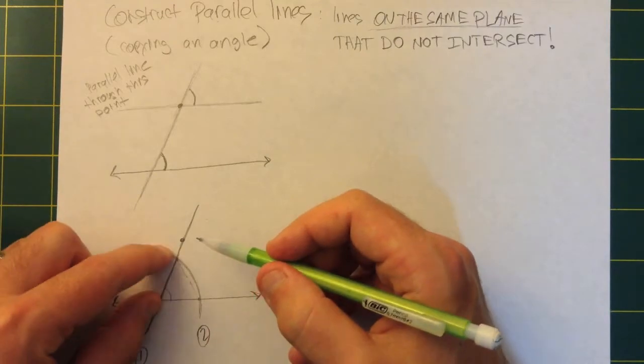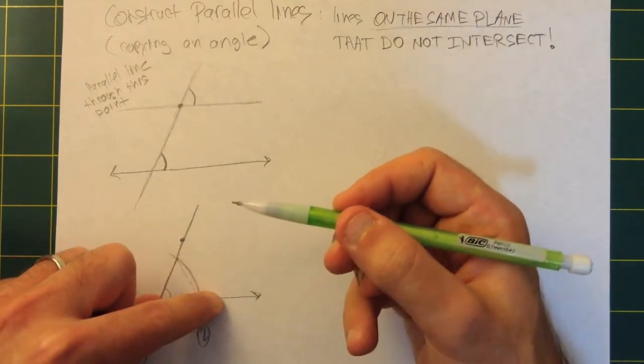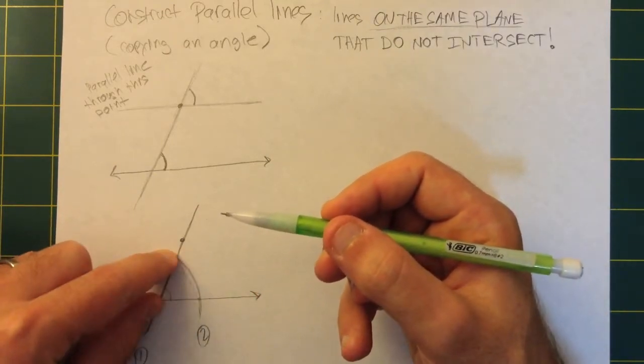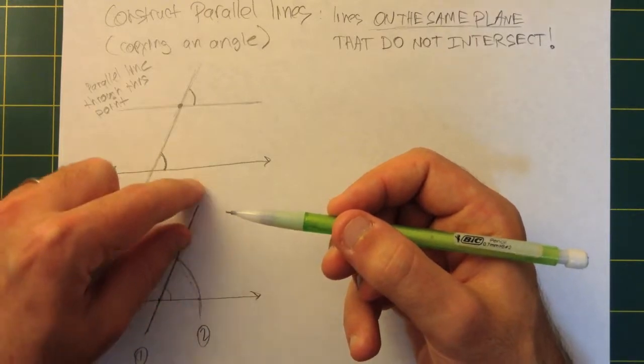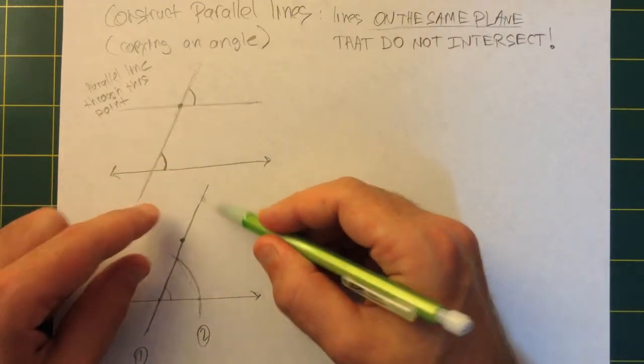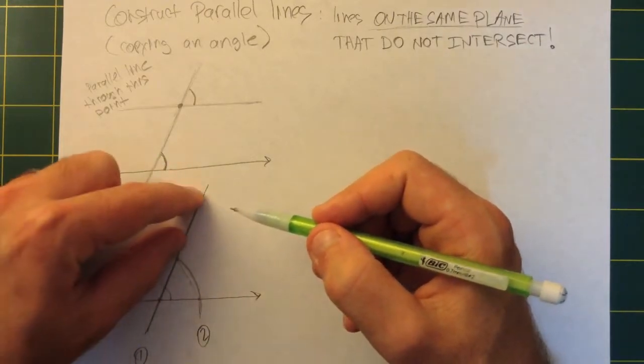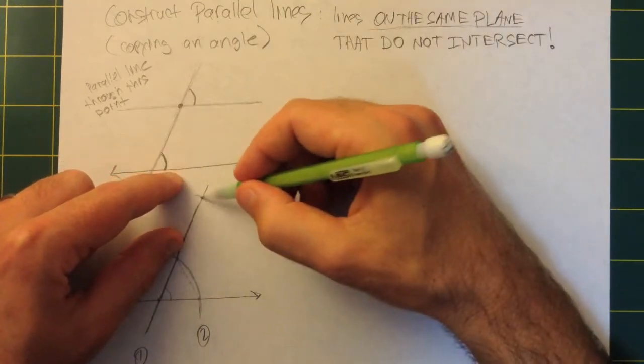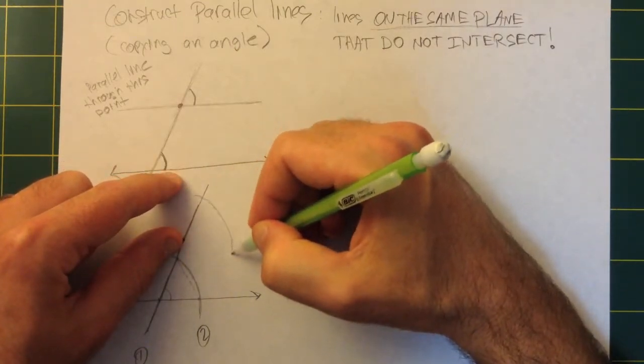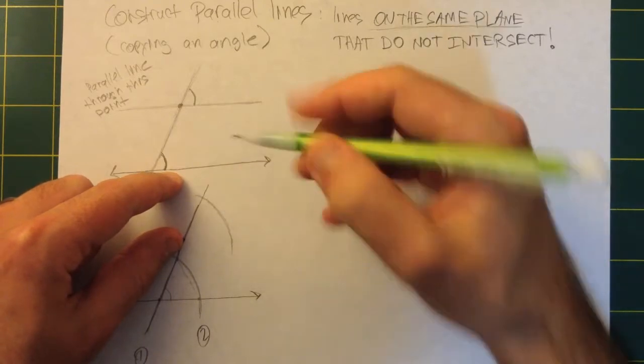So I opened up by some distance, I put an arc. I'm not going to change anything. I'm going to take this exact same arc and put it right here. This arc, I'm going to move up here and I'm going to make the exact same arc.